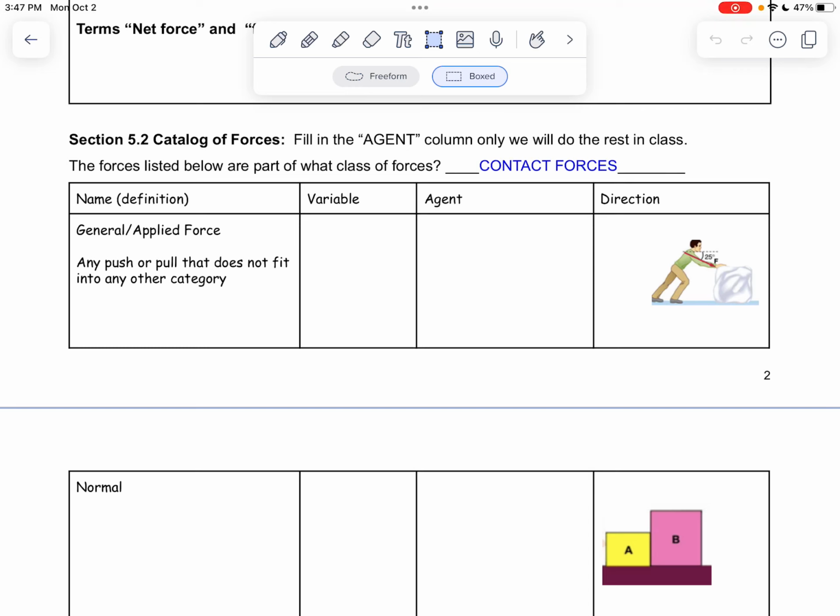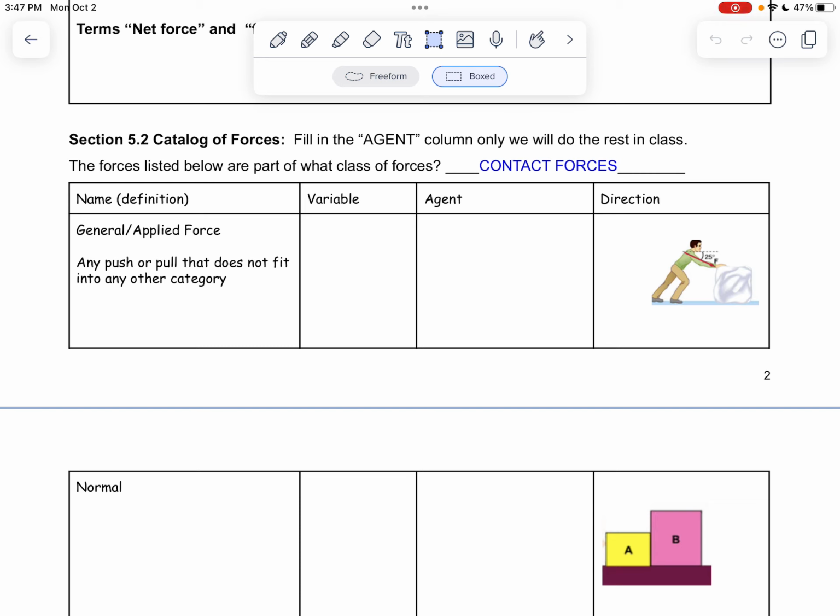All right, this second video is going to take you through the catalog of forces. These are all the different types of forces, so that when we label a force diagram, we give it the correct variable and we can understand who the agent of the force is, because that will help us identify the forces. So the first force is a general catch-all force.